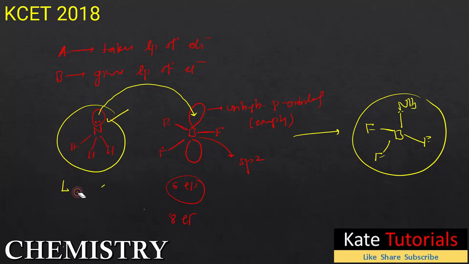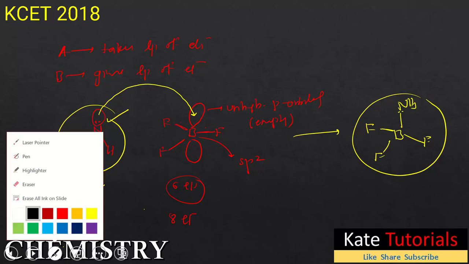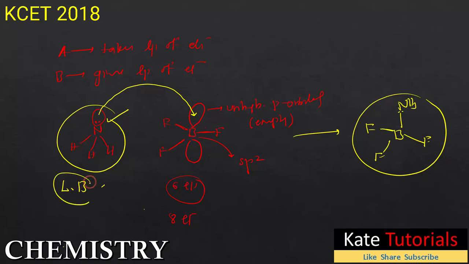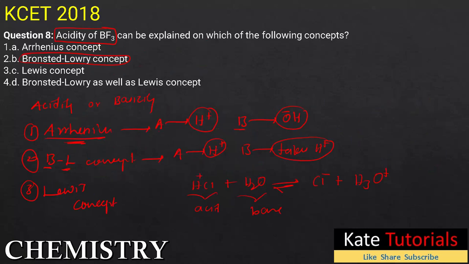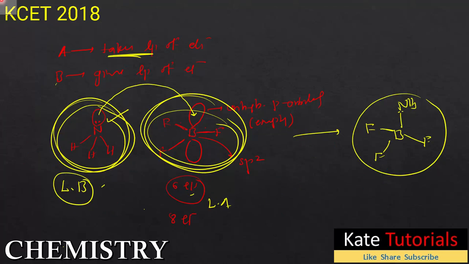So it acts as what? Lewis base. Whereas this lone pair is taken by this compound, so this acts as what? Lewis acid. So according to the Lewis concept, acid is the one which takes a lone pair; see here, it is taking a lone pair, whereas base is the one which gives a lone pair; see here, ammonia is giving a lone pair. So BF3's acidity is explained by which concept? Lewis concept, not the Arrhenius concept nor the Bronsted-Lowry concept. So the option is C.